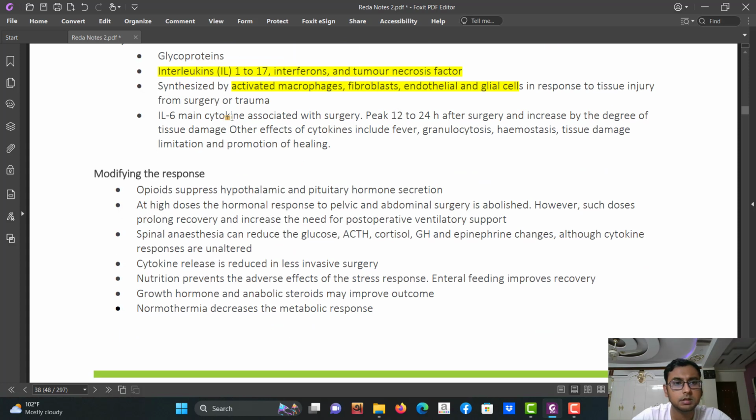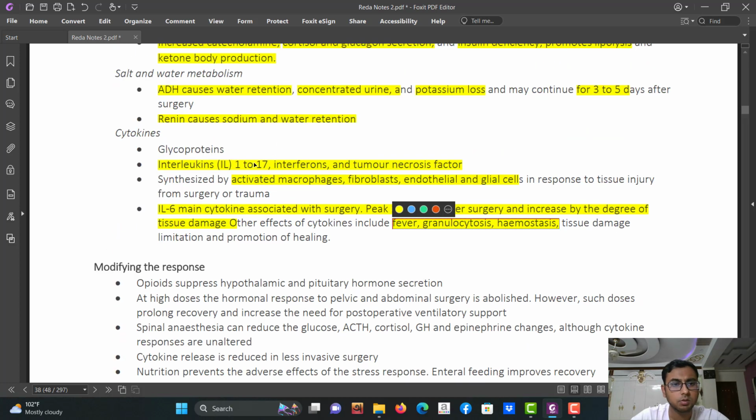Then interleukin 6 is the main cytokine associated with surgery, which peaks at 12 to 24 hours after surgery and increases with the degree of tissue damage, because the more tissue damage, the more formation of cytokines like interleukin 6. That causes fever, granulocytosis, hemostasis, and limitation of tissue damage, promotion of healing. So these are the cytokines released: interleukin 1, 6 and 7, interferon, tumor necrosis factor alpha. These cytokines came up in exams, not only in the MRCS exam but also in the PG exam.